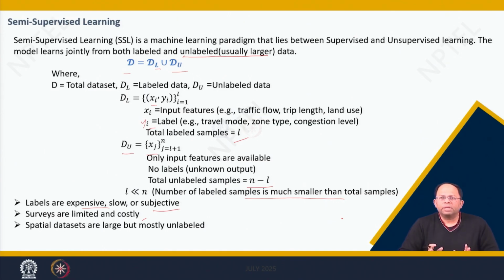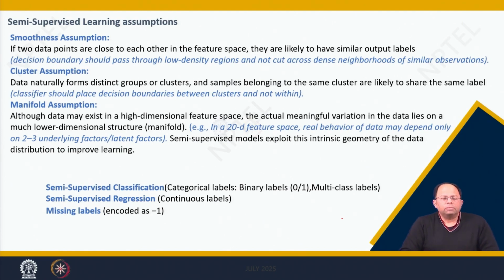Somehow or other, those could be combined together to come out with semi-supervised learning algorithms. When we are dealing with semi-supervised learning algorithms, we are making some basic assumptions. What are those assumptions? The first is the smoothness assumption. Smoothness assumption basically means if two data points are close to each other in a feature space, they are likely to have similar output labels.